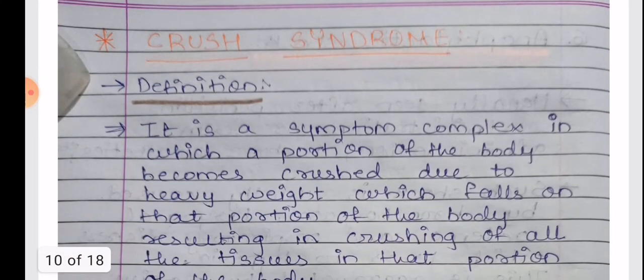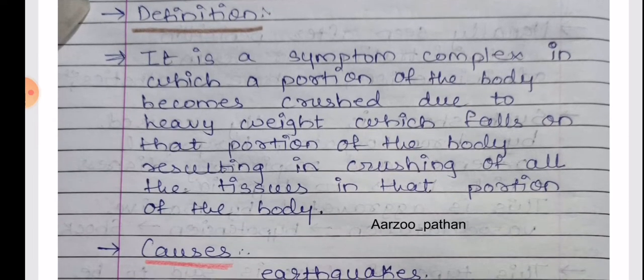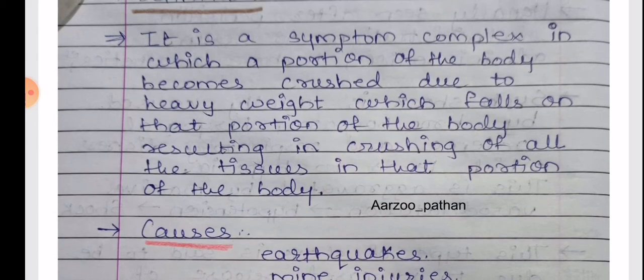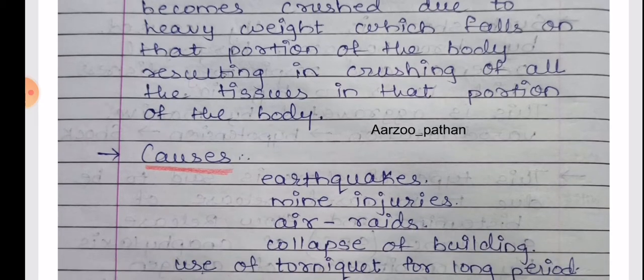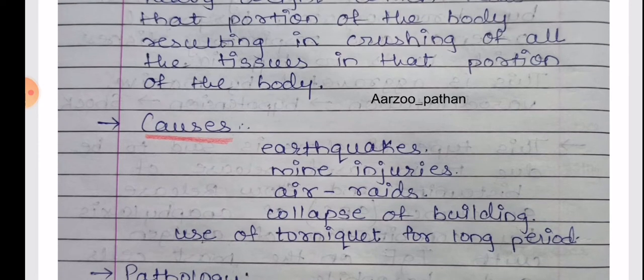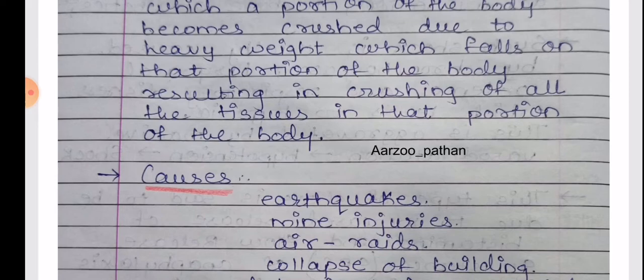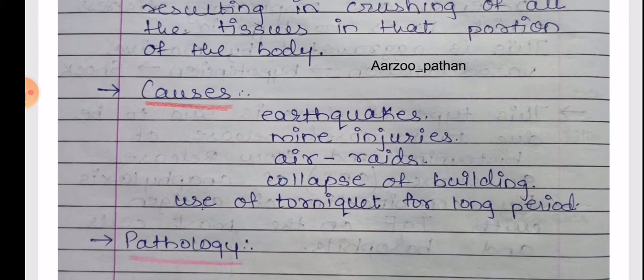Then we look into an important 5 marker which can be separately asked from your topic of shock, which is crush syndrome. Crush syndrome definition: it is a symptom complex in which a portion of the body becomes crushed due to heavy weight which falls on that portion of the body, resulting in crushing of all the tissues in that portion. Again, very self-explanatory. Causes could be earthquake, mine injuries, air raids, collapse of building, use of tourniquet for long period. Even if you forget the causes, you can remember them with common sense. Just imagine this scenario with the definition, and you can easily arrive at earthquakes, mine injuries, air raids, and other factors.